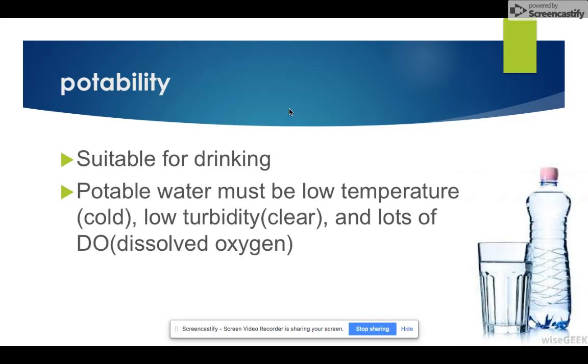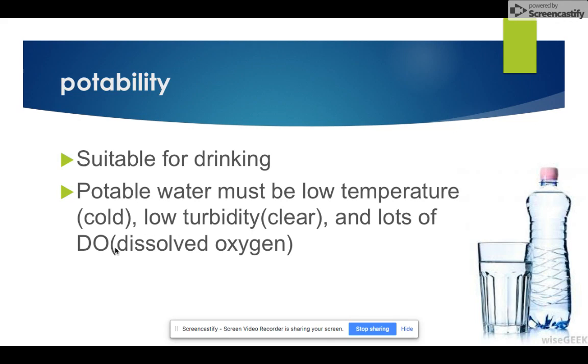Now, potability. Potability is how suitable something is for drinking. We know things like water are suitable for drinking. Orange juice, coffee, Coca-Cola, Pepsi-Cola, Mountain Dew. Those are potable things. Now, we know things that are not potable. We don't drink motor oil. We don't drink battery acid. Okay? Those are things we don't drink because they're not potable.